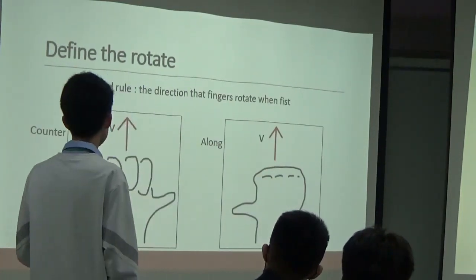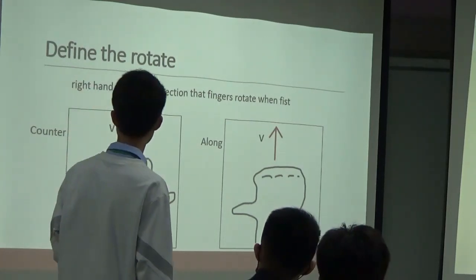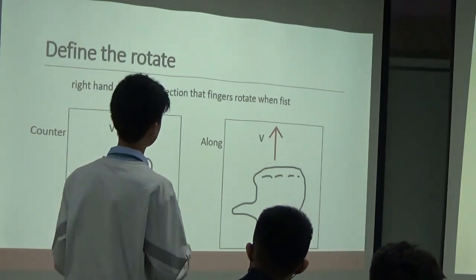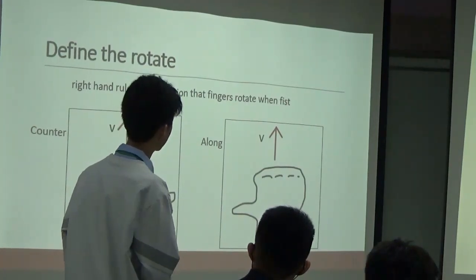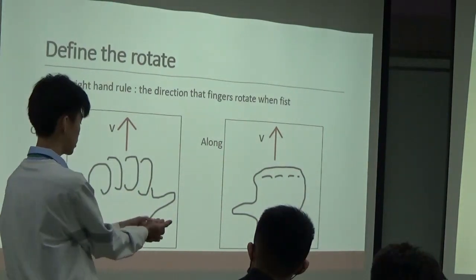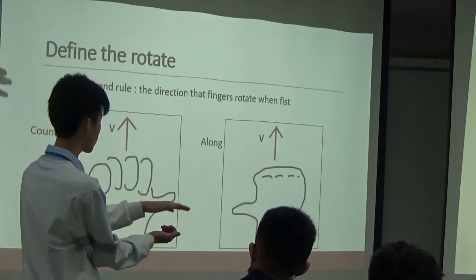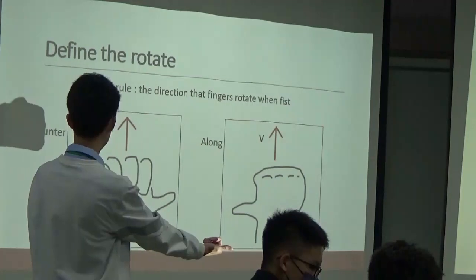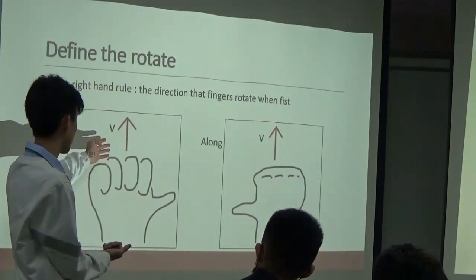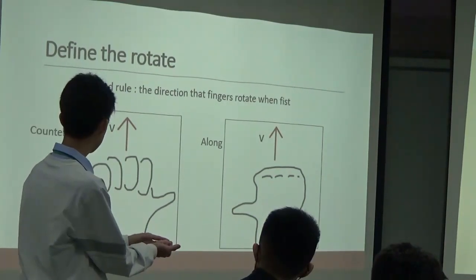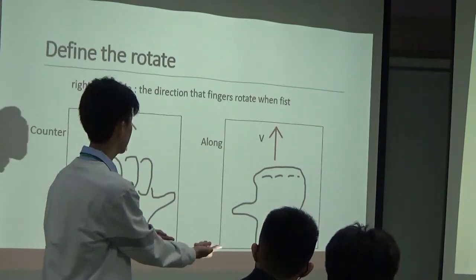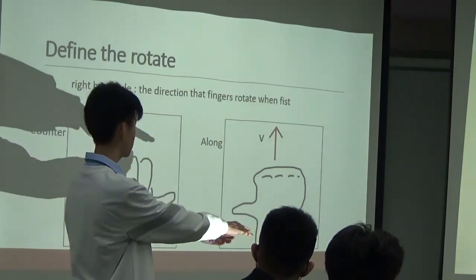Okay. And now I will define the rotation. It's like the direction the fingers rotate with the fist. And in this picture, this is the four-finger direction. This is what I define as the forward direction, and this I define as counter rotation, just like this, and this is the rotation.